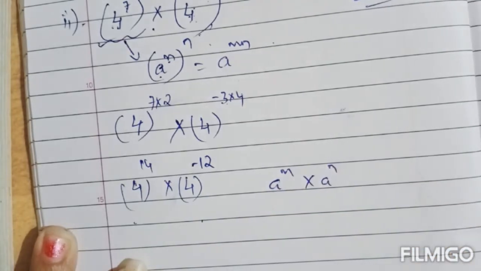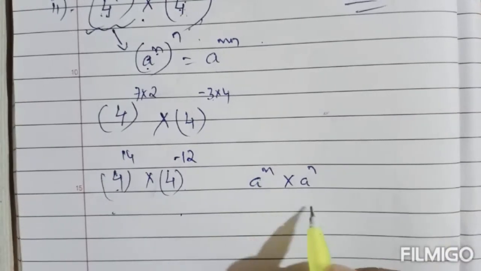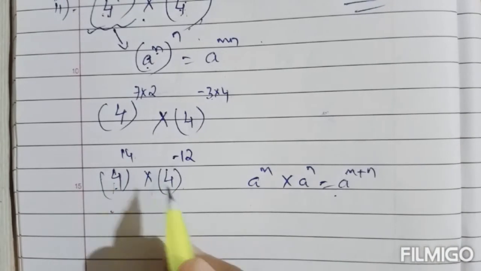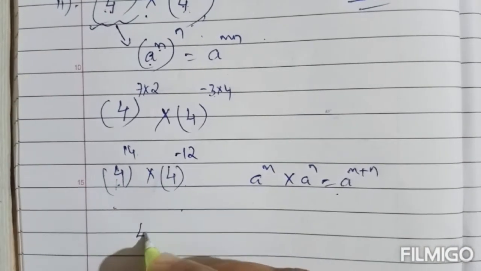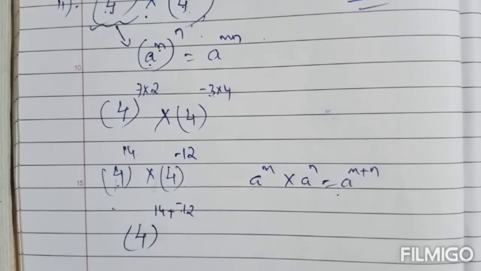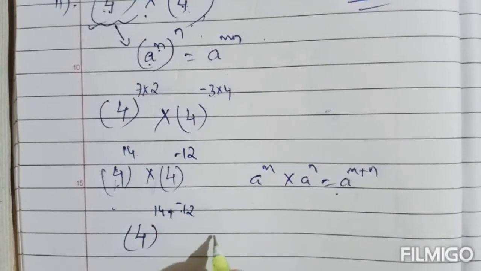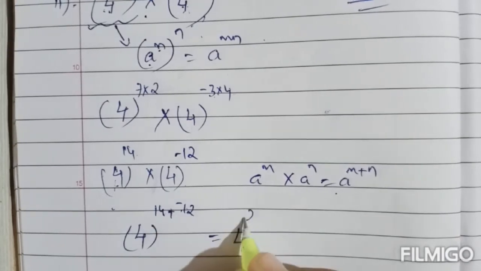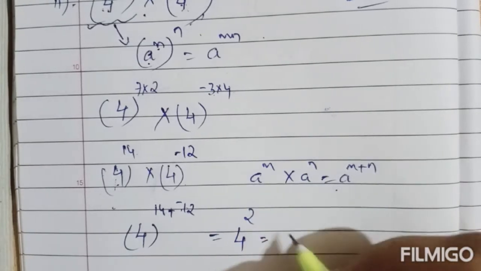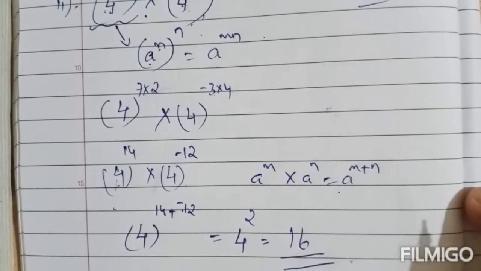to n, product law. Product law we can use here. A raised to m into a raised to n is a raised to m plus n. So 4 raised to 14 into 4 raised to minus 12, we can write it as 4 raised to 14 plus minus 12. 14 plus minus 12, what will be the value? It is 2. So 4 square. What is 4 square? 4 into 4. 16 will be the answer.